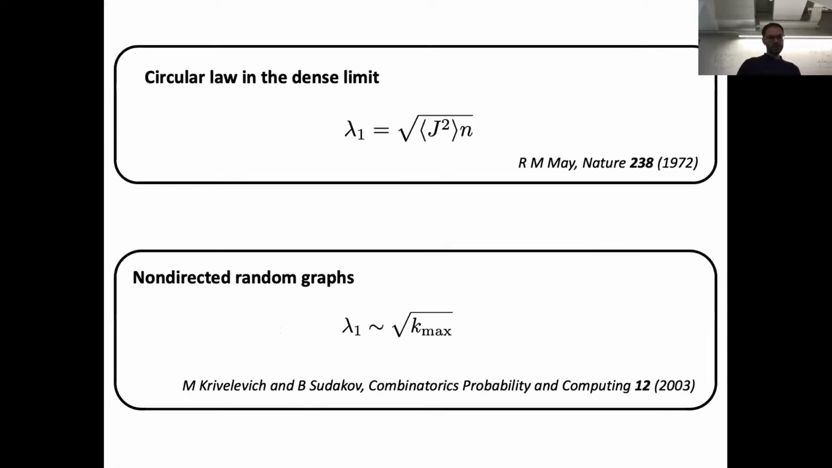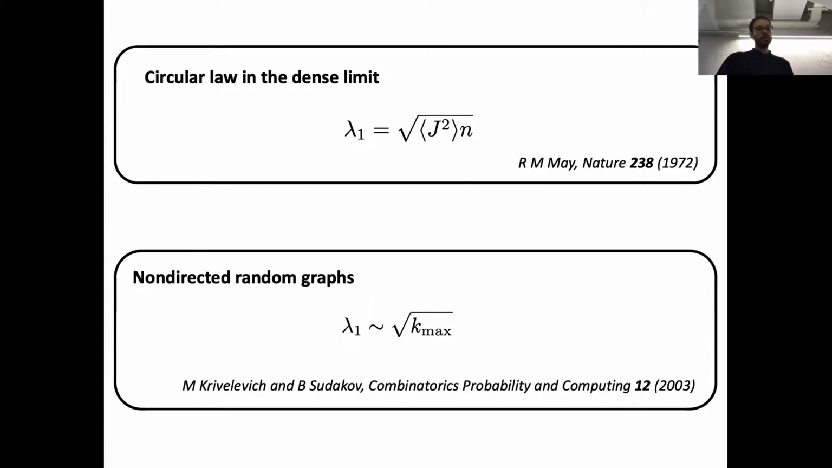So which kind of results are known? These are kind of classical results. The first is for dense matrices, fully connected matrices. In this case, there is a seminal paper by May, which showed that the leading eigenvalue is proportional to the square root of the system size. And then this is for non-directed random graphs as well. This is a well-studied problem. In this case, the leading eigenvalue is proportional to the square root of the maximum degree of the graph.